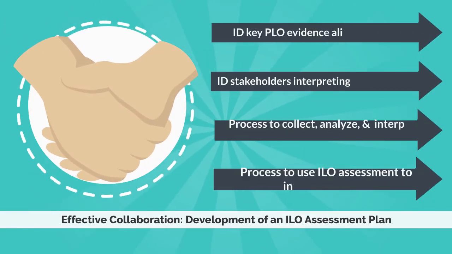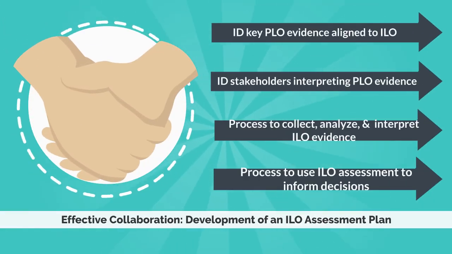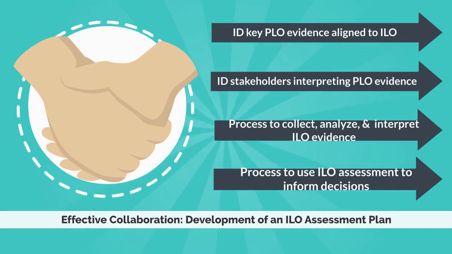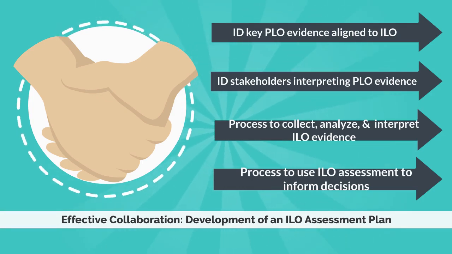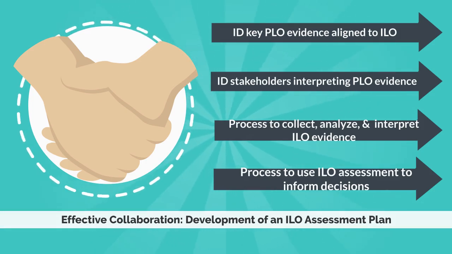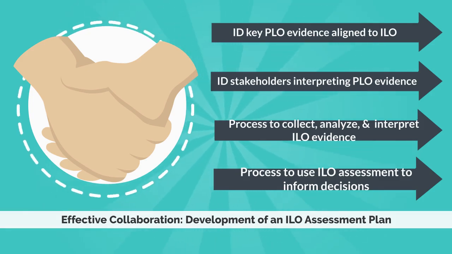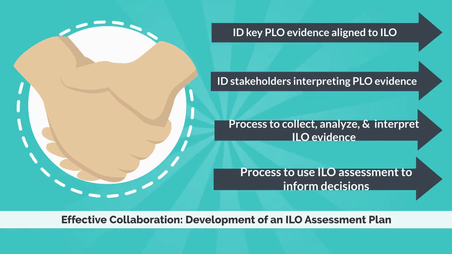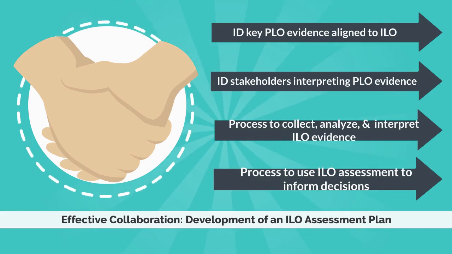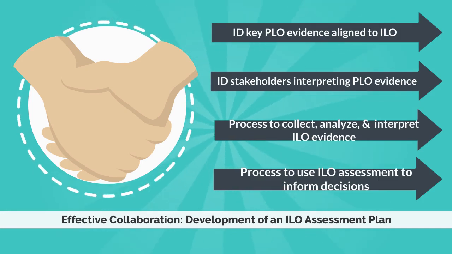The development of the ILO assessment plan required 4 big steps. These steps were accomplished in collaboration with lots of academic program leaders and faculty assessment leaders. The scope of this project only includes academic degree programs. The project will be expanded to include co-curricular, administrative, and operational programs and services over the next 3 years.